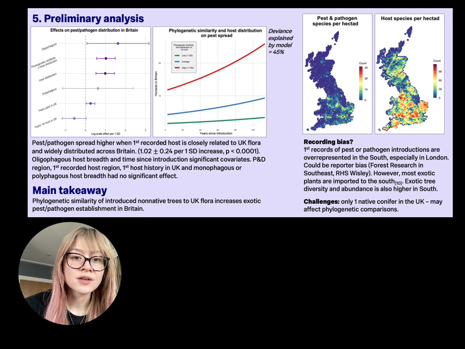Overall, though, it looks like phylogenetic similarity does have an impact on pest and pathogen spread in the UK. My next steps will be further refining my model and accounting for the underrepresentation of conifers and the reporting bias.